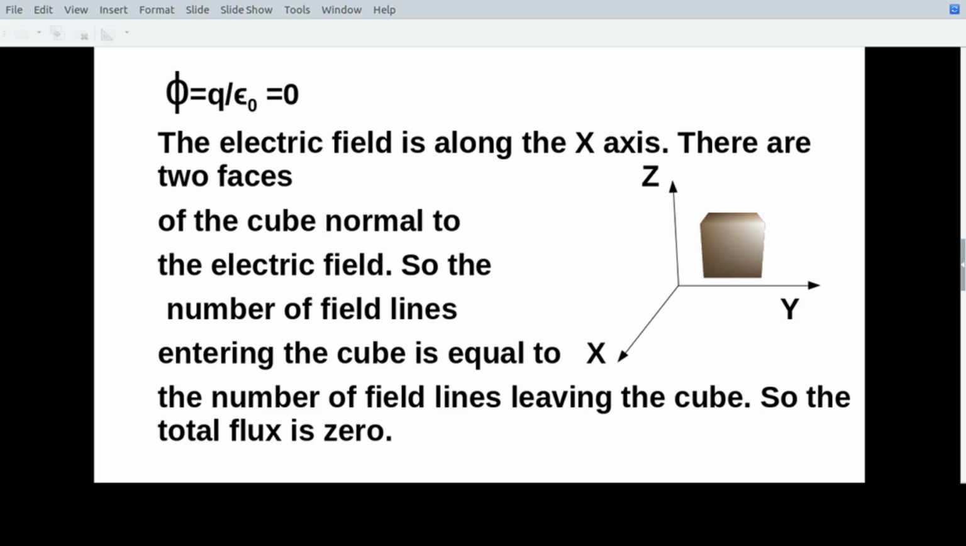You are considering the cube. Imagine the three-dimensional situation. Okay? And the electric field is along x direction. So if you have some field lines entering the cube through one face, the same number of field lines will go out through the other face. So what is the net flux passing through the cube? It is equal to 0. Okay.